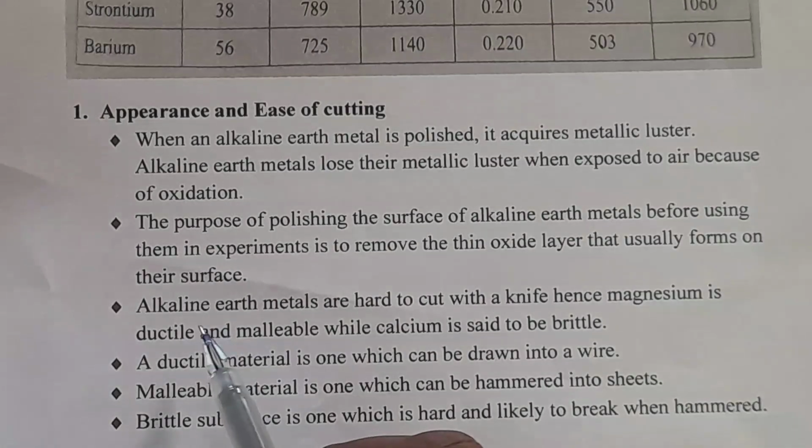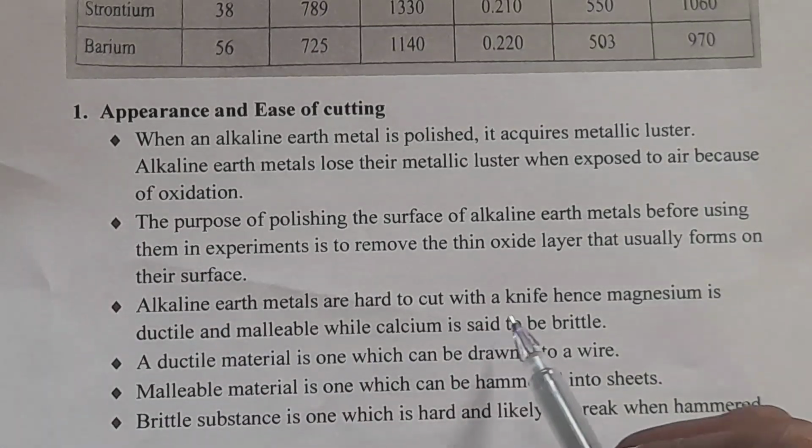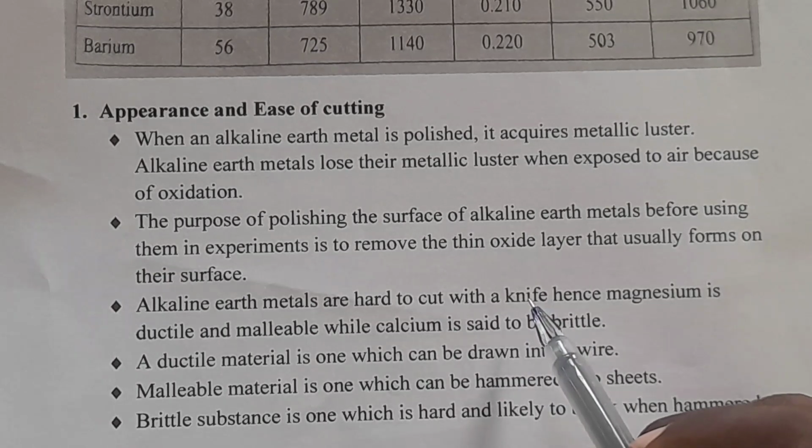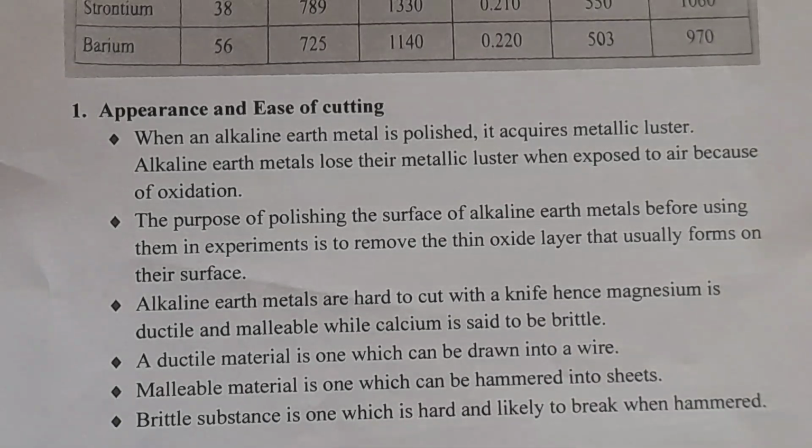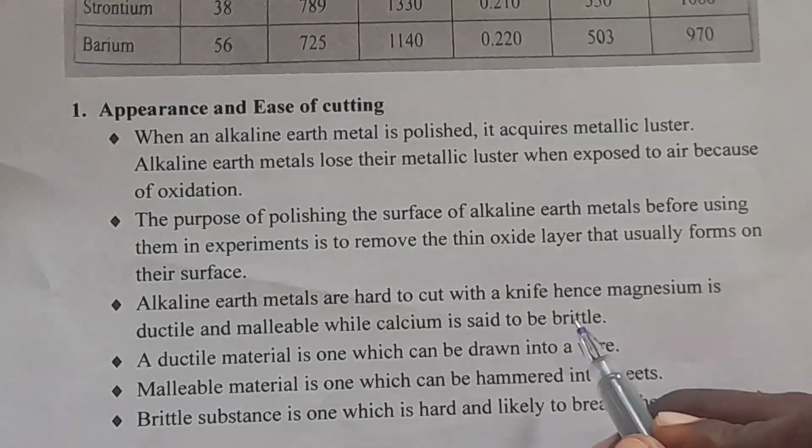Next, we are told alkaline earth metals are hard to cut with a knife. They are not soft and easy to cut with a knife like alkali metals. Instead, they are hard to cut with a knife. Hence, magnesium is said to be ductile and malleable, while calcium is said to be brittle.